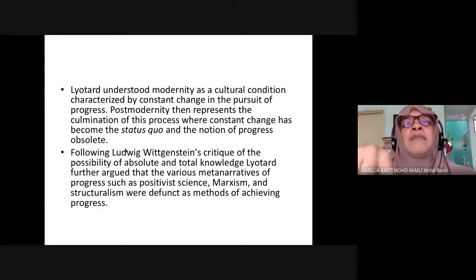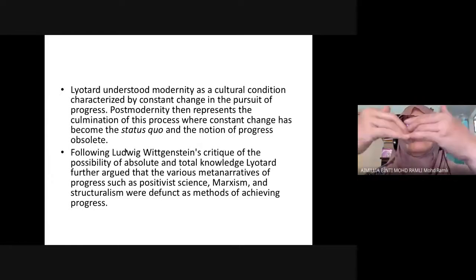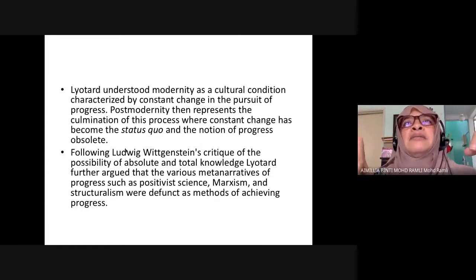So in the postmodernity period, Lyotard said that it is characterized by constant change, and the notion of progress is actually useless, because there are always changes in our idea of progress. Okay, one good example is our fight against COVID-19. In today's world, the governments are talking about vaccine, right? Vaccine to fight against COVID-19.